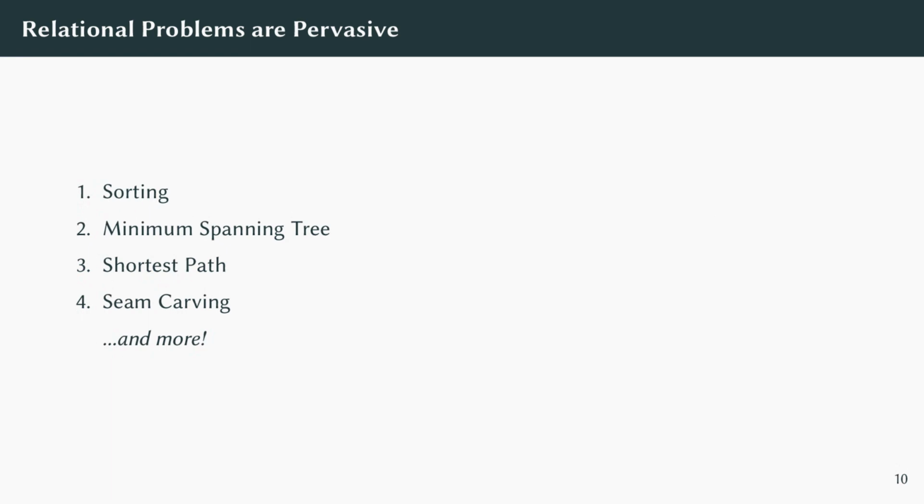Relational problems are pervasive in computing education. Just as a sorting procedure can be unstable, a graph might admit multiple minimum spanning trees or have multiple shortest paths between two vertices. In the case of seam carving, an image might have multiple seams with equal energies. Most college-level students will probably be asked to implement at least one of these problems, but they are rarely taught the property-based techniques that they will need for testing.